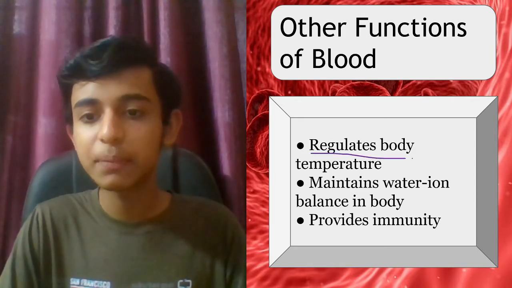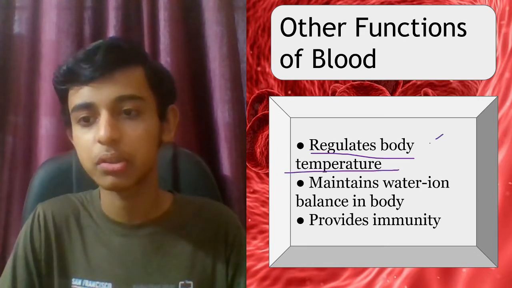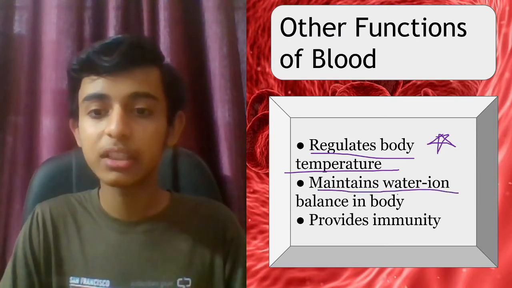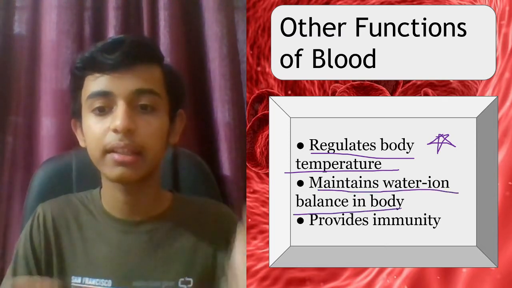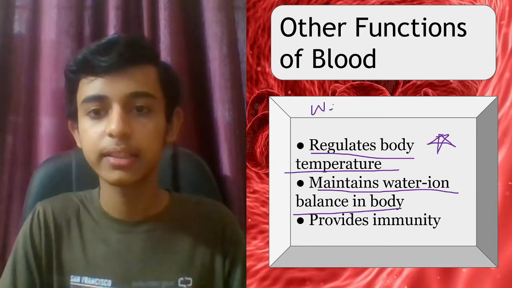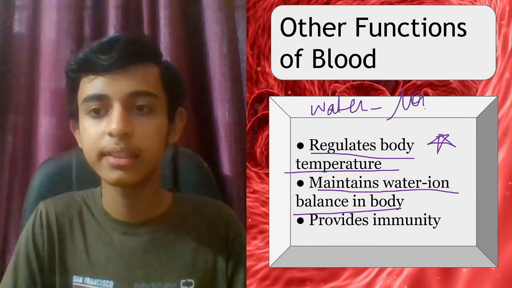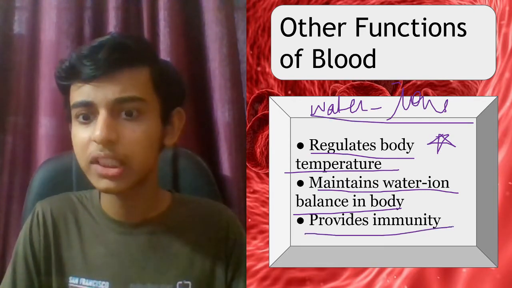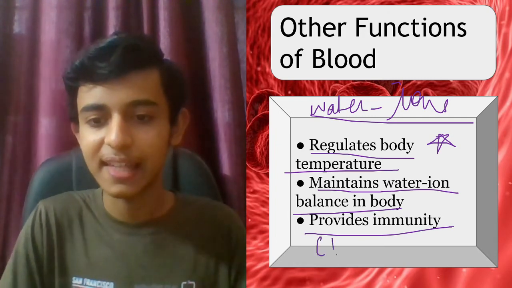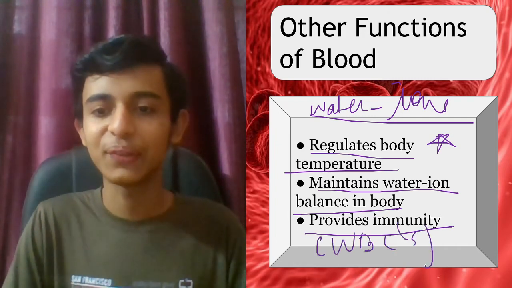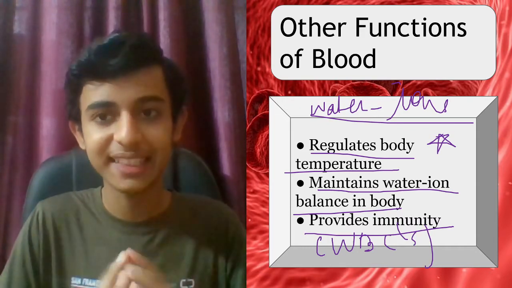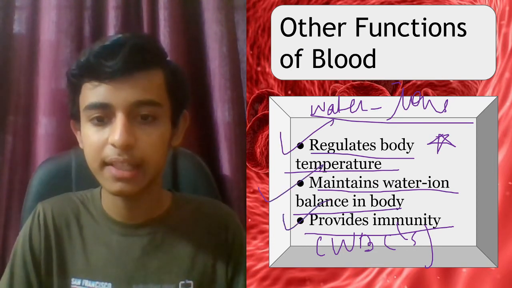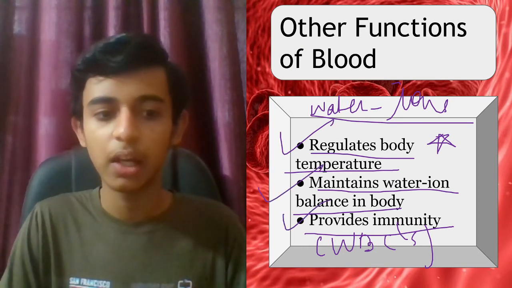Regulates the body temperature, very, very important. Blood helps us to regulate our body temperature. It also maintains the water and ion balance in the body, so that the balance of water as well as ions remains balanced, and it provides immunity. And who is the Shahenshah behind this immunity? Yes, WBCs. They are behind it. But we will be discussing them just after a minute. So these 3 points you have to learn. I have shown you a lot of things related to it. I hope it is clear.